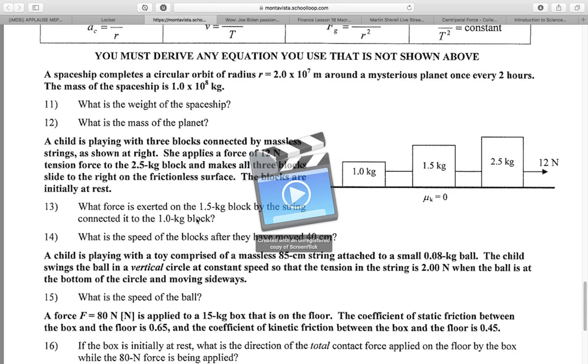So the question is, what force is exerted on the 1.5 block by the string connected, oh, this typo, to the 1.0 block. So we're essentially trying to find, if you look at my cursors, this force right here, going from the 1.0 to the 1.5, which is basically the tension force of the string. So notice again that there's no friction, which means that the tension force, again, is our net force.